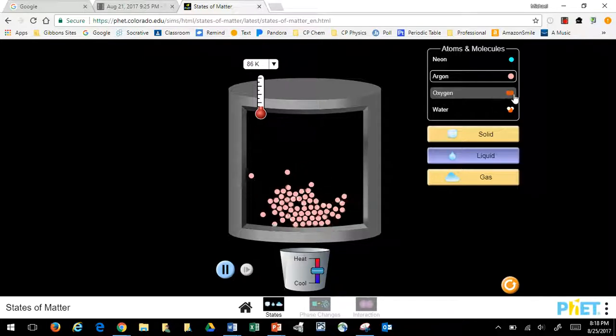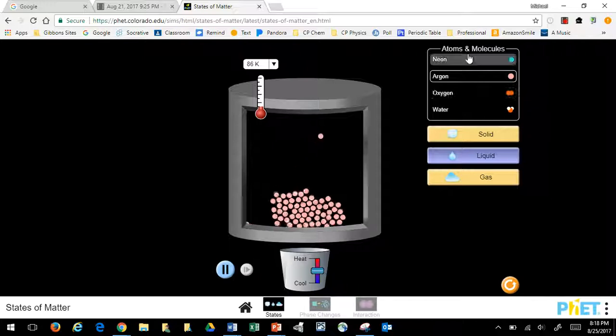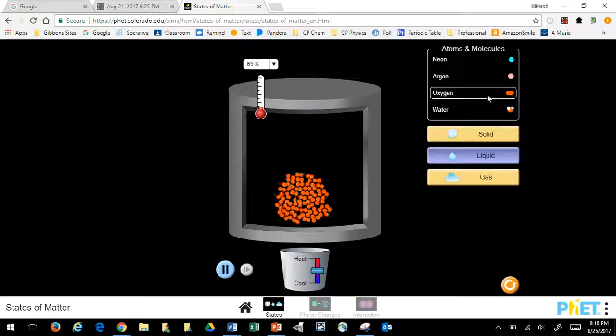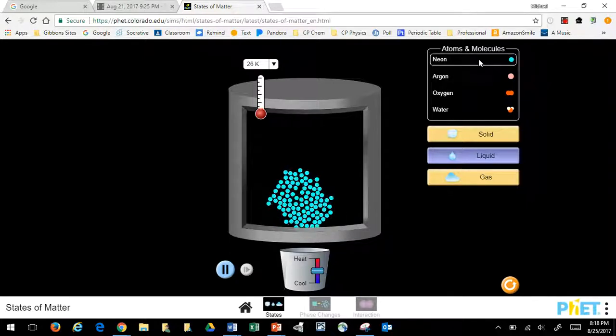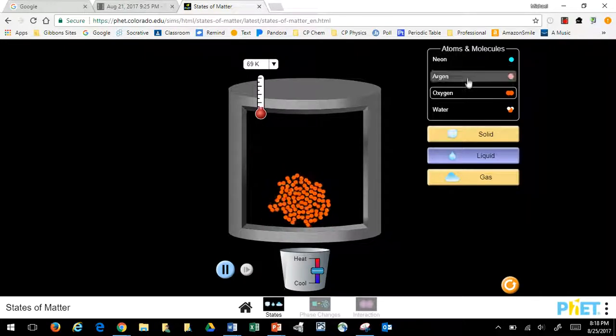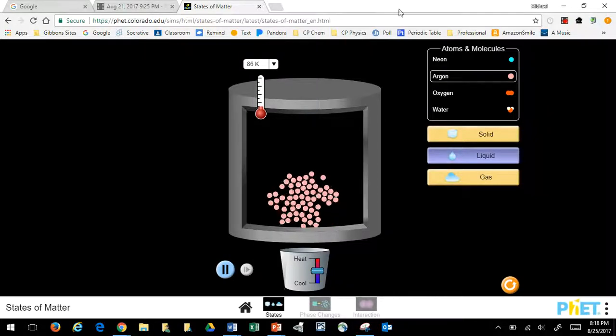Oxygen is 16 each. 2 of them are 32. So 32 is between 20 and 40. So we'd expect it to be less than 86, which it is, but more than neon, which is 20, which it is. It's more than neon, which weighs 20. Oxygen is weighing 32. That uses more energy. And argon weighs more than that, and that uses more energy.